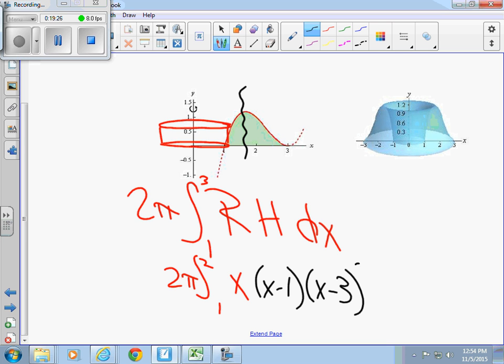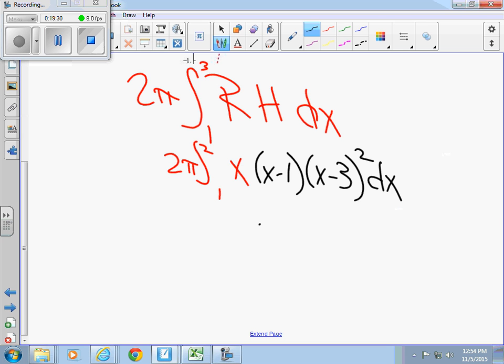The textbook that I got this out of also integrated this by hand. I'm not going to waste our time doing that. You would have to distribute a bunch of things. So you have to FOIL x minus 3, then multiply by x minus 1, then multiply by x, and it wouldn't be difficult. The difficulty in here is the algebra. Any questions about the setup of this one?